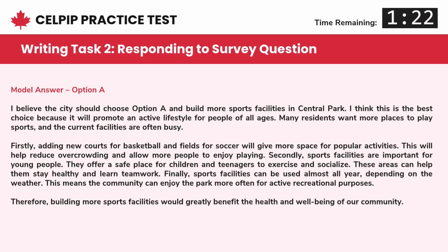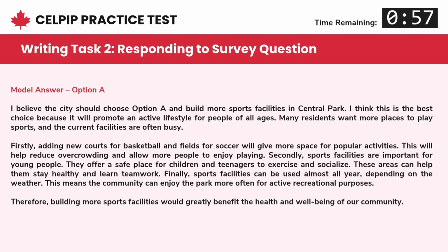This explanation will show you why the provided answer scores well. You can pause the video now to read the full sample answer. In this writing task, the goal was to choose an option for park development and explain the choice. This model answer successfully chooses option A and gives clear reasons to support it. For instance, the writer says, "This is the best choice because it will promote an active lifestyle."